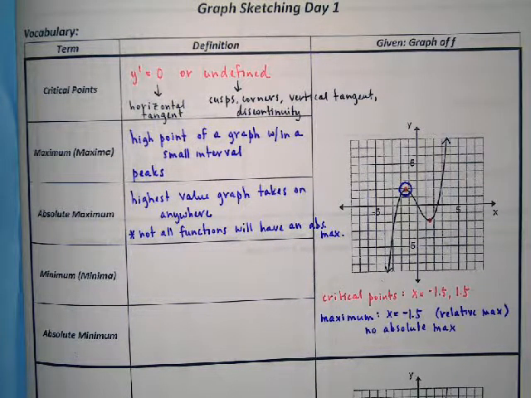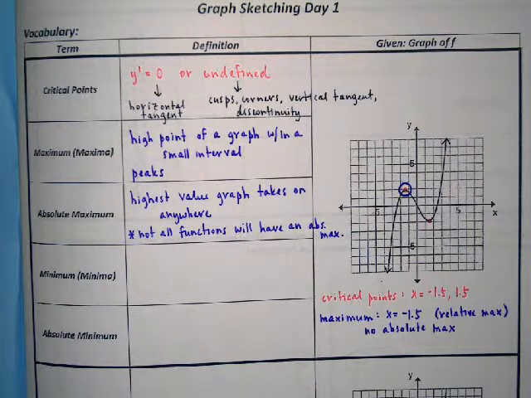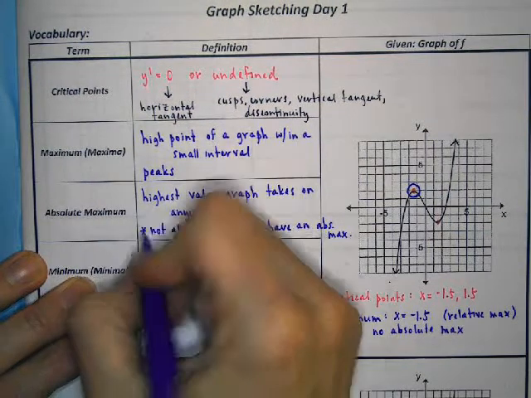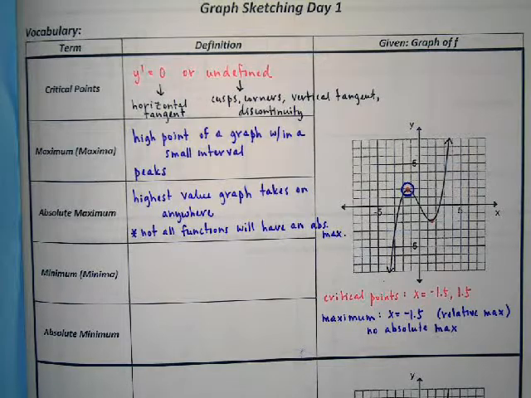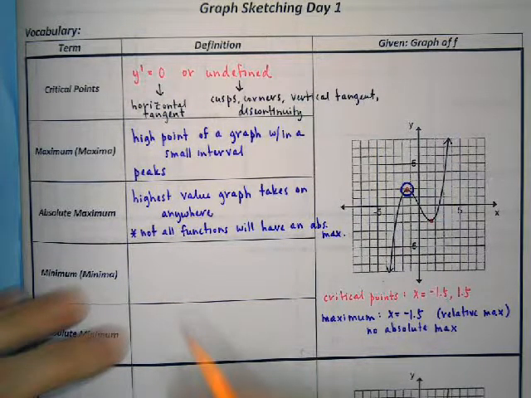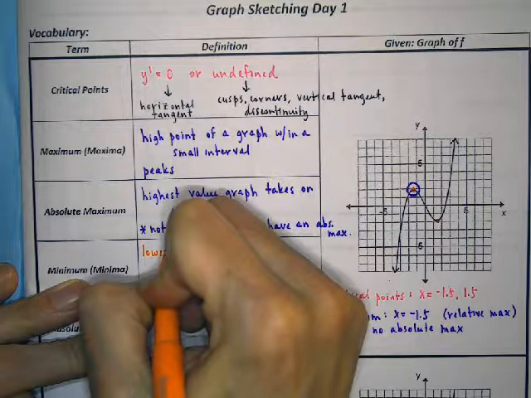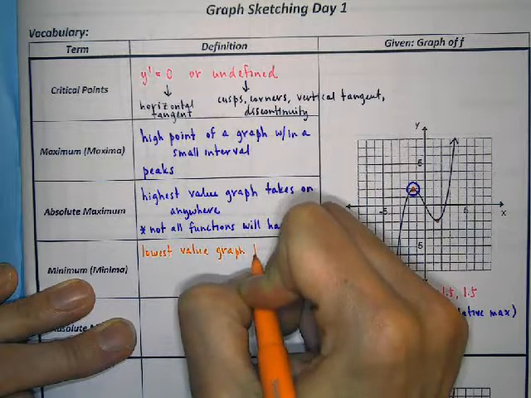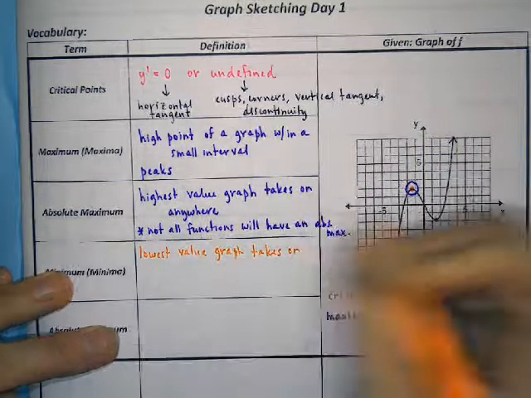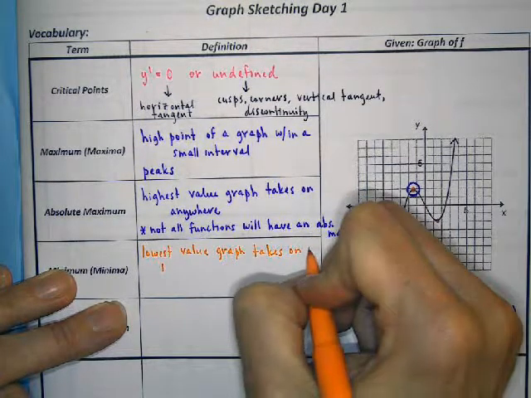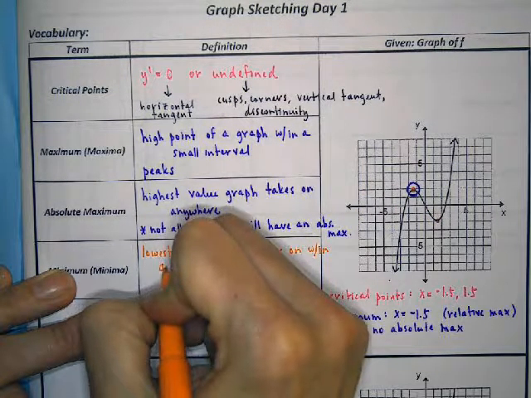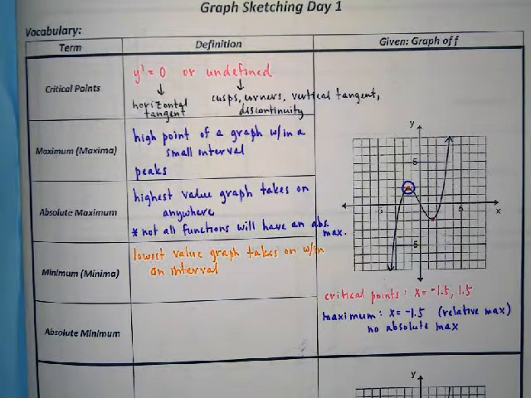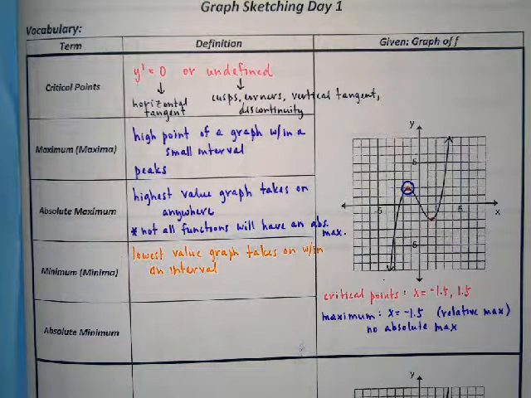Now, on the other hand, we can talk about minimum values or minima. That's obviously just going to be the opposite of our max. Here I'm going to do this in another color just so we're differentiating. This is going to be the lowest value that the graph takes on within an interval. Sorry, that's super messy. But it says the lowest value that the graph takes on within an interval.